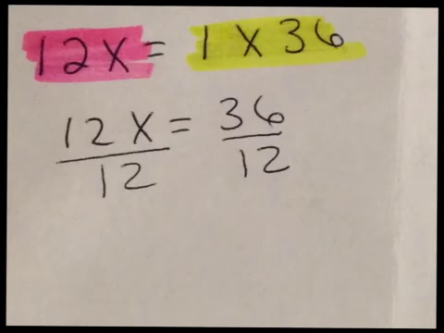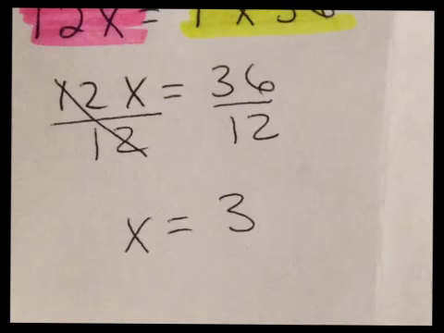We simplify. 1 times 36 is 36. And to undo 12 times x, we divide by 12. That's the inverse operation. What we do to one side, we do to the other side. So we divide both sides of our equation by 12. When we simplify, 36 divided by 12 is 3. So our x, again, has a value of 3.